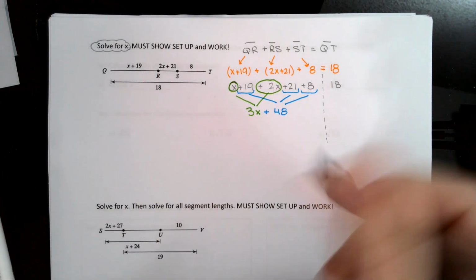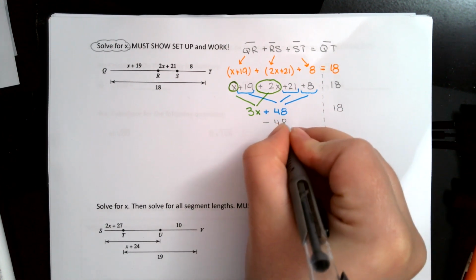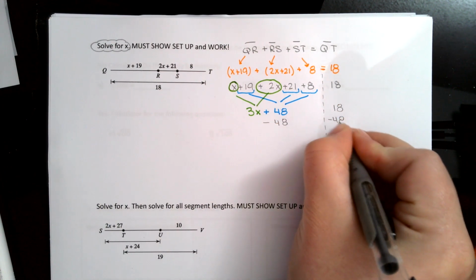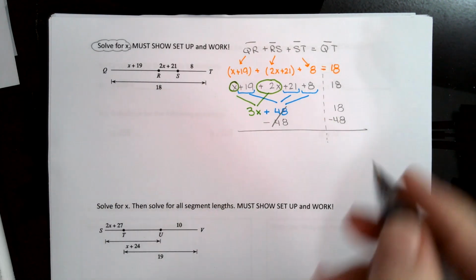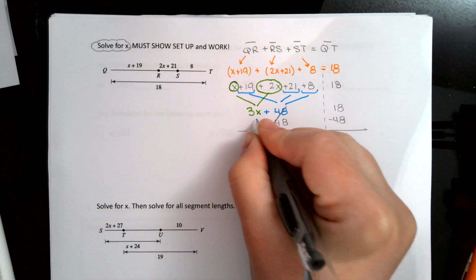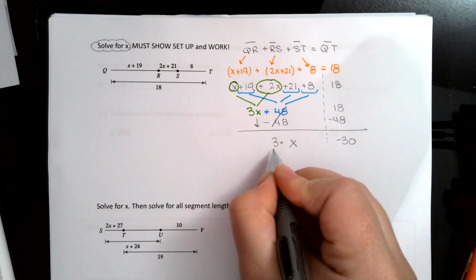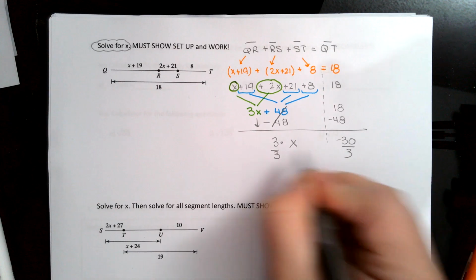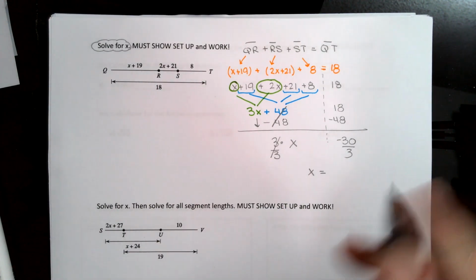On the other side, I'm just going to bring down the 18, nothing to do with that. And then I'm going to be subtracting 48 on both sides. 18 minus 48 is a negative 30. Bring down your 3x. Divide by 3, divide by 3. X is then equal to negative 30 divided by 3, a negative 10.